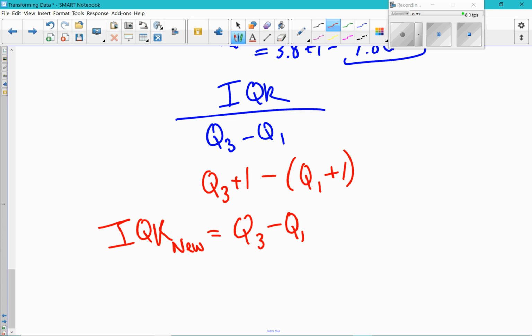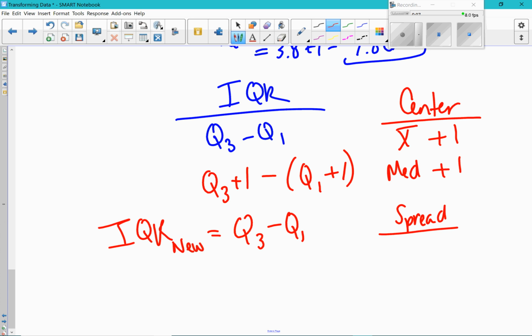And so let's see what happens here, right? For our measures of center, which were the mean and the median, both essentially added 1 to their values. So by adding 1 to every single data point, we added 1 to both our measures of center. For our measures of spread, which were the standard deviation and the IQR, adding 1 to all of the units didn't change anything. It did not change the measures of spread, okay?